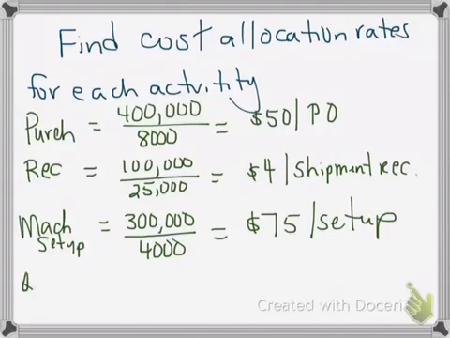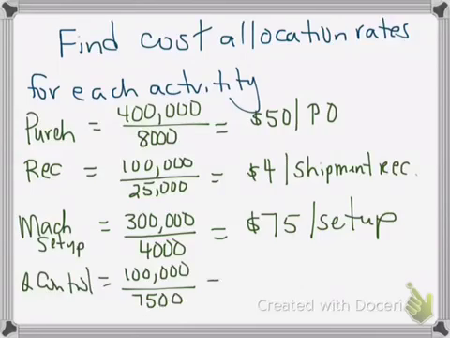That last one, for quality control, the estimated overhead cost is $100,000. We're going to be basing this on the number of inspections. We expect to have 7,500 inspections, and so it's going to be $13.33 per inspection. All right, so this is how we find those cost allocation rates.